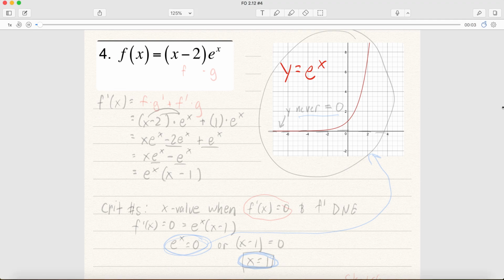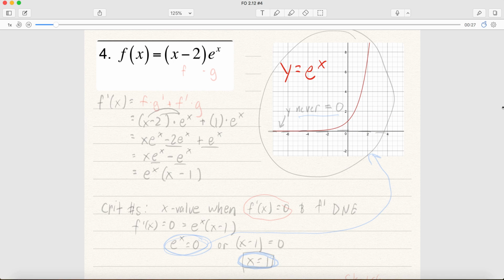Hey guys, this is problem number 4 on the FO 2.12. Just want to show you how I might think about doing this problem. So we're asked to find any relative min, max, and then intervals of increasing, decreasing. So as always, we want to take the derivative because the derivative tells us information about the regular graph.